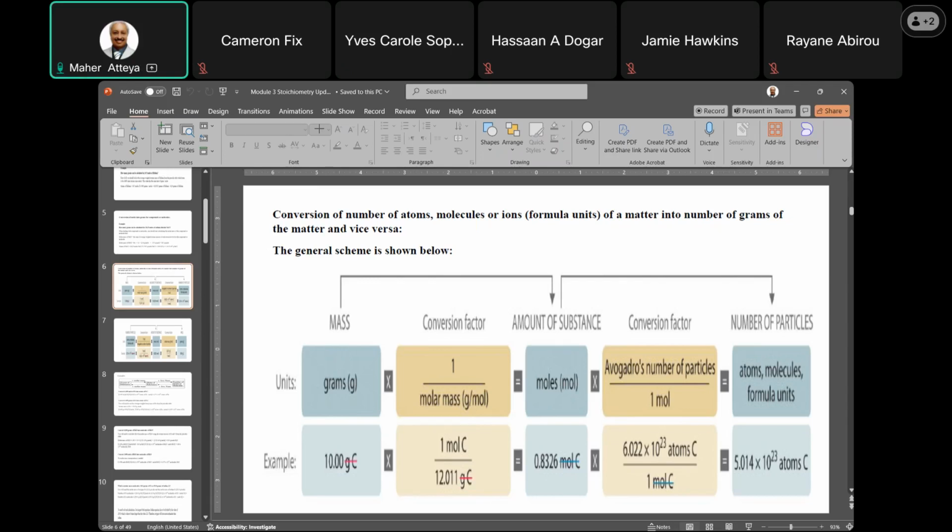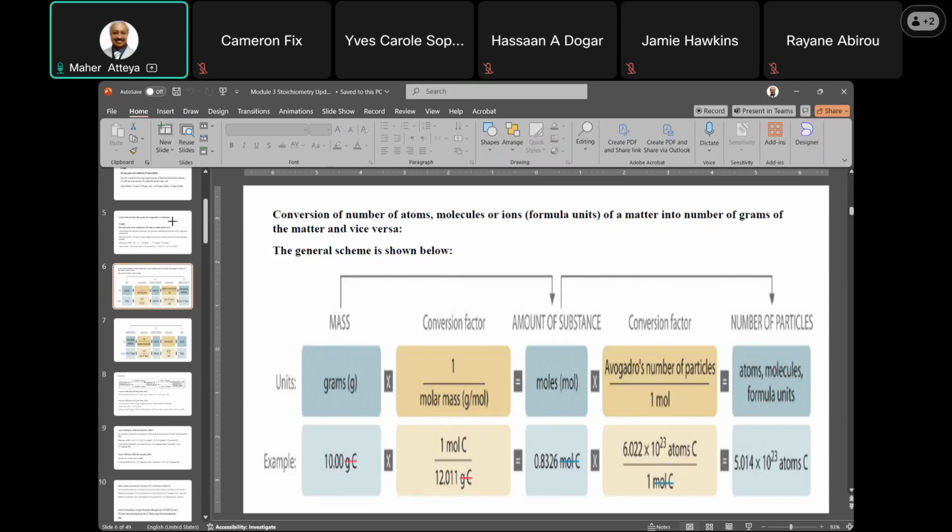We related the moles to Avogadro's number of particles. Those particles can be molecules, atoms, or formula units or ions, correct? And we define the mole as a ratio between the amount of mass divided by the molar mass, correct? Now, we have two types of Avogadro's calculation, the stoichiometric Avogadro's calculation.